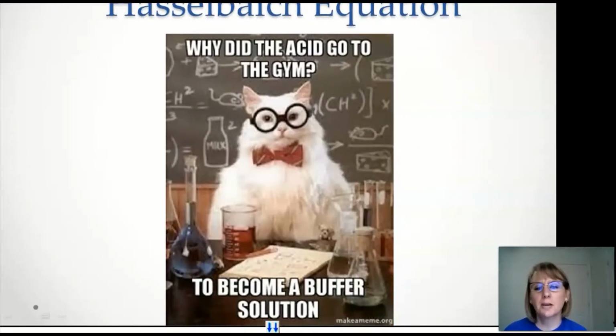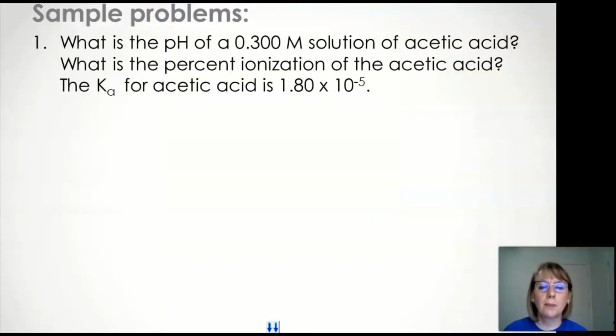So we're going to talk today about what a buffer is and how we do calculations with buffers. Before we begin buffers, let's do a problem from last unit. What is the pH of a 0.3 M solution of acetic acid? We need to think about what we know about acetic acid. Well, acetic acid is not one of our 7 strong acids. This is a weak acid.